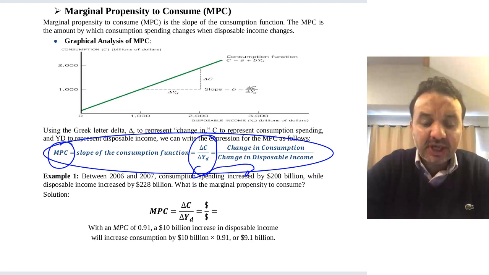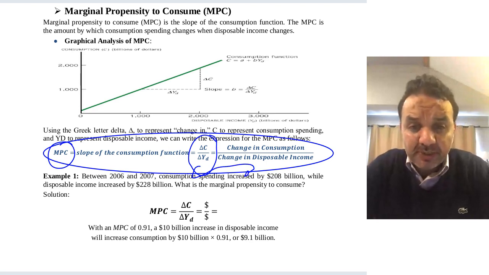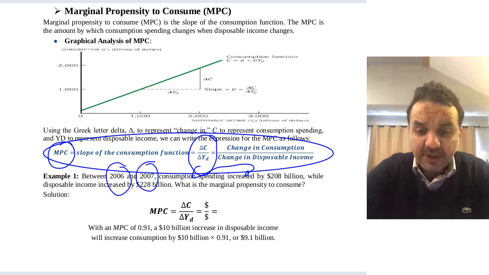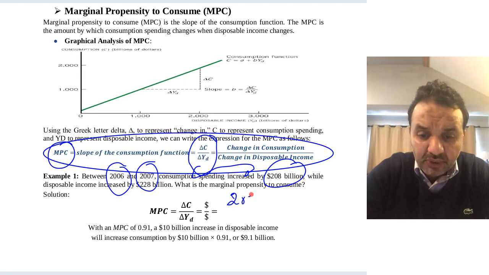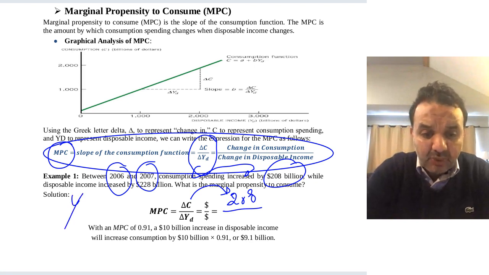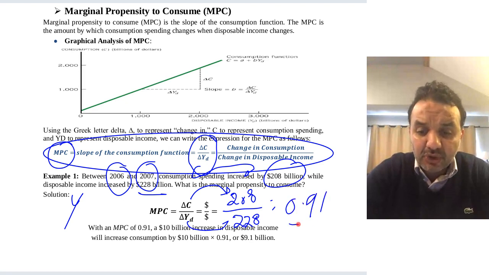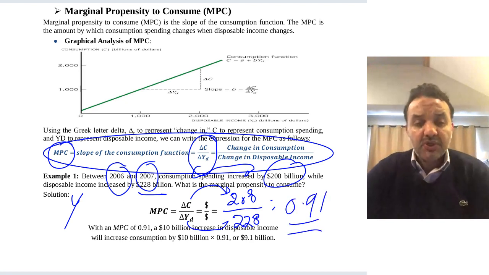So let's see example number 1 to better understand this formula. The question says between 06 and 07, consumption spending increased by 208 billion. So this is the change in consumption, 208 billion, while disposable income, which is the Y, increased by 228 billion. So the change in Y equals 228 billion. If you do the calculations, this will give you 0.91. So the marginal propensity to consume equals 0.91.